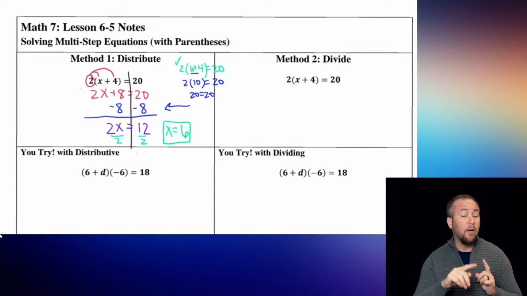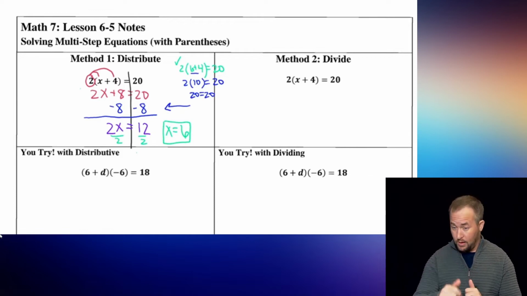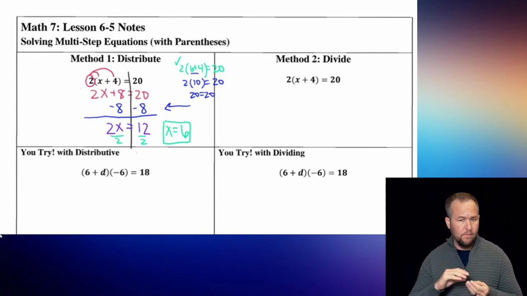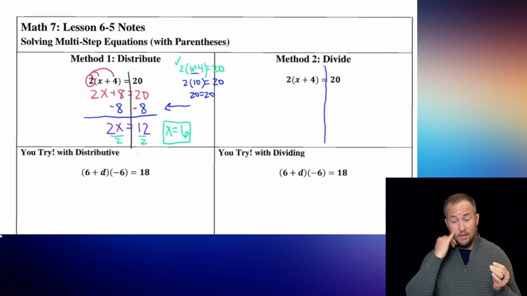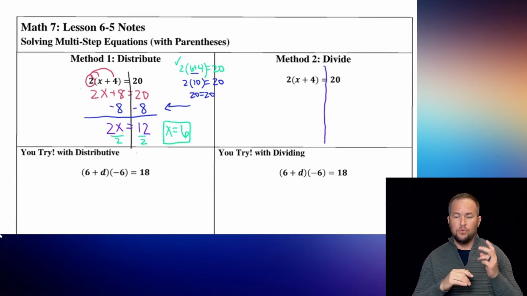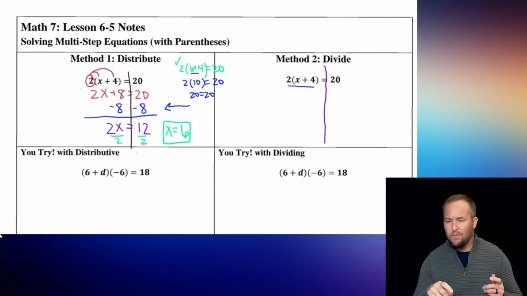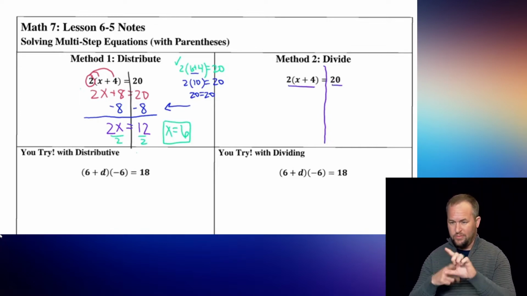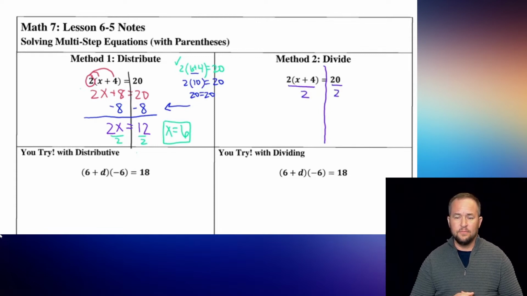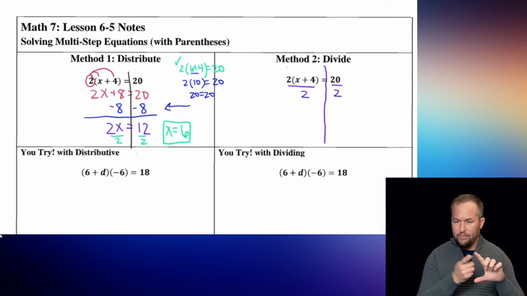But the second method you can choose to do, if you have a number outside of a parentheses and that's all you have on that side, is this: you can take that 2, and instead of distributing, you can divide both sides by that coefficient or that term outside. So I'm going to divide both sides by 2. Because if I treat this like 2 times something, I know the opposite of multiplying is dividing. That's why I'm going to divide by this number that's outside of our parentheses.